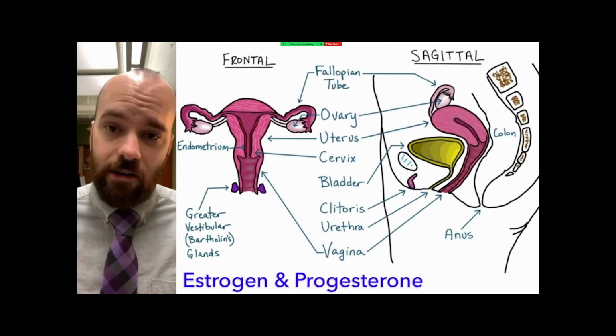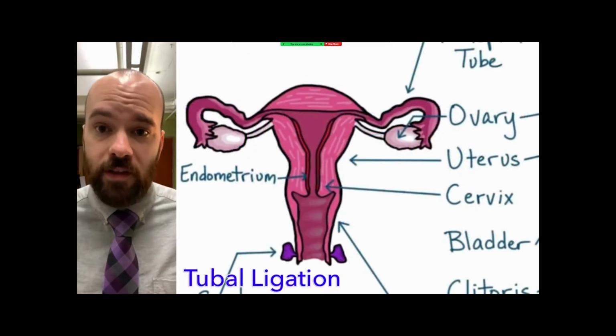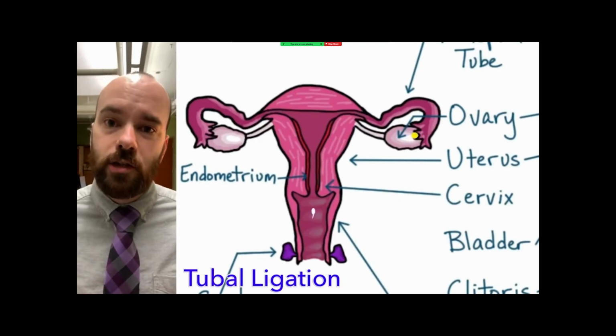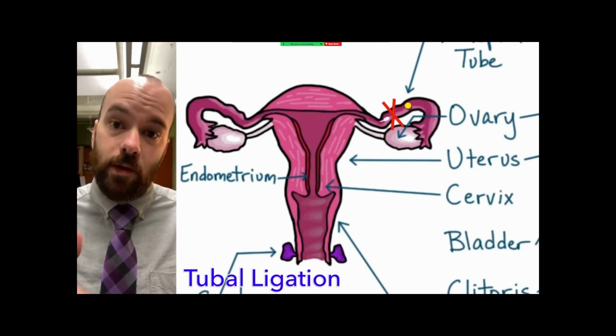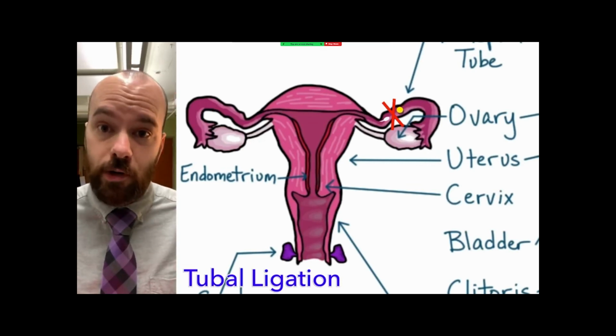So while I've got this diagram up, let's talk about tubal ligations. A tubal ligation is a type of female contraception that's very similar to a vasectomy, where the vas deferens is cut. In a tubal ligation, the fallopian tubes are cut and they're tied off, and that way sperm cells and egg cells cannot meet in the middle for fertilization. Of course, this has no effect on estrogen and progesterone production by the ovaries.